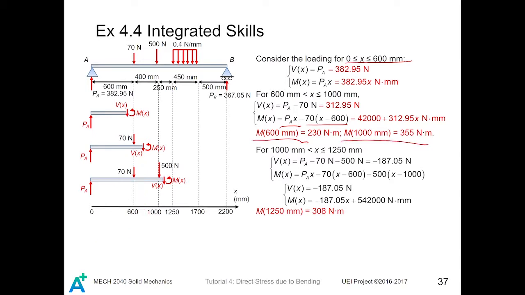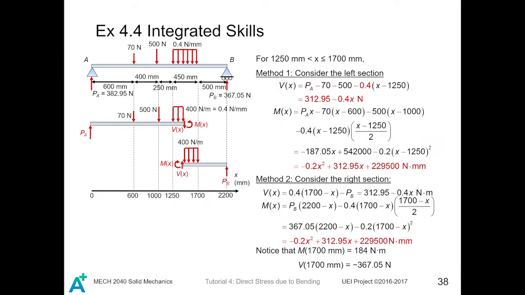For 1000 to 1250 millimeters, which is this segment, PA has an arm of X with respect to this end. The 70 Newton force has an arm of X minus 600, while the 500 Newton force will have an arm of X minus 1000. So you can find the moment equation like this. For shear force, it is just the force equilibrium. Eventually, you can find the shear force and the moment equation in this form.